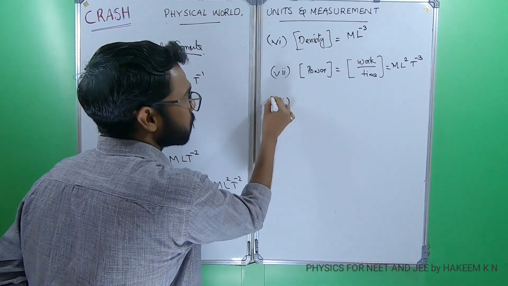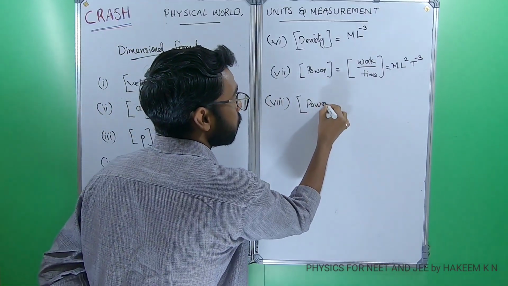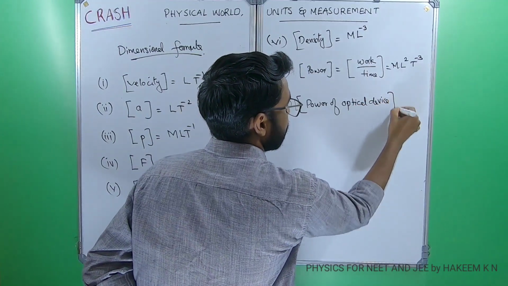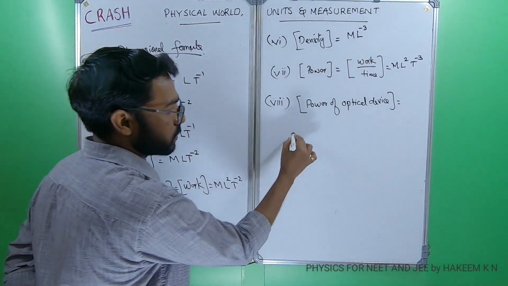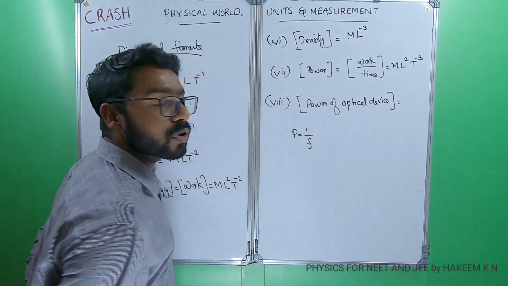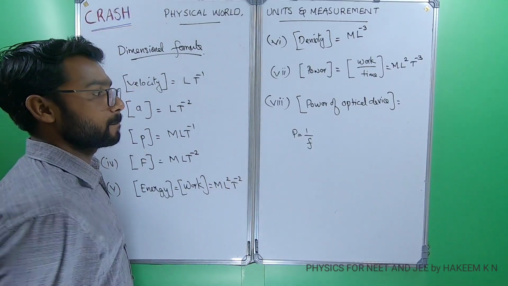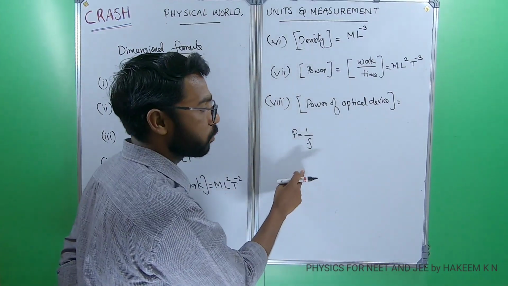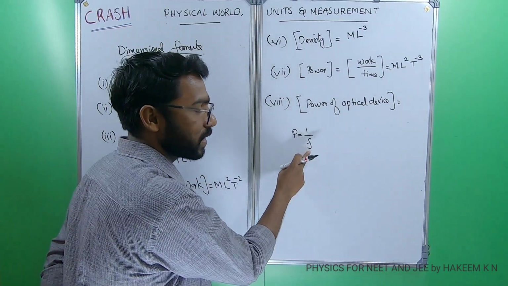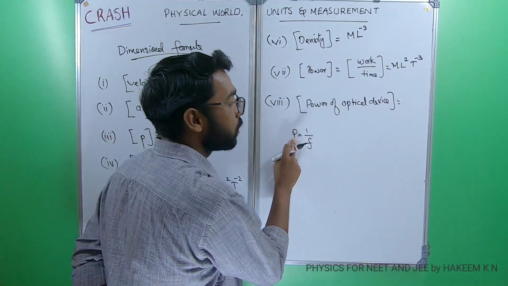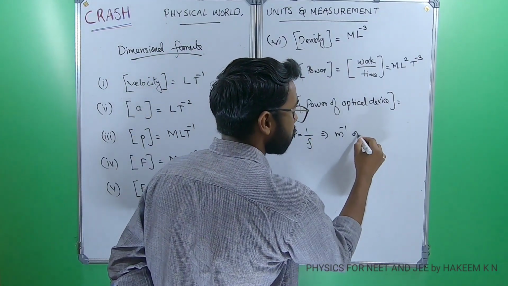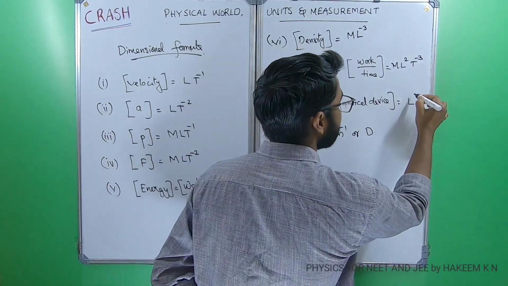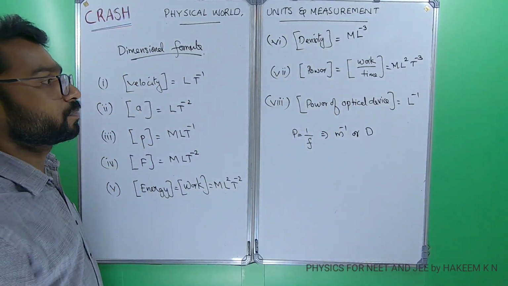And what is the dimensional formula of power of an optical device? We have an equation, power equal to the reciprocal of focal length, simply for a mirror or for a lens. Focal length unit is meter, so power unit is meter power minus 1, or it is called diopter, capital D. So the dimensional formula of power of an optical device is L power minus 1.